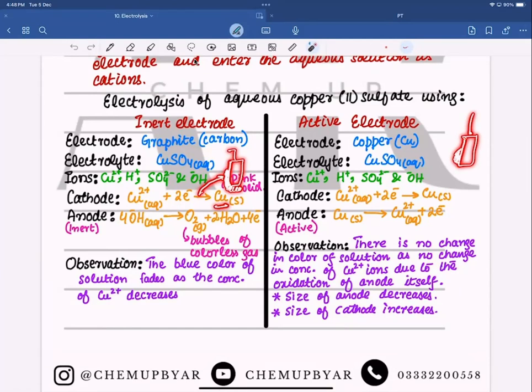So what is the visible change? After some time we will observe the increase in size. It was initially pink. After the completion of the electrolysis, it stays pink, but the size gets bigger at the cathode, and at the anode, the size gets thinner, or the size decreases. Is this clear? Okay, note this down quickly.